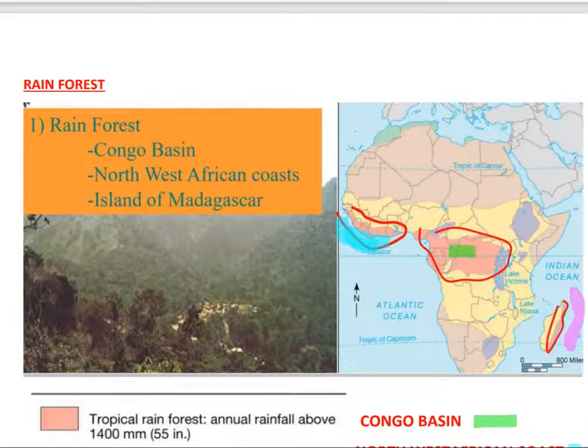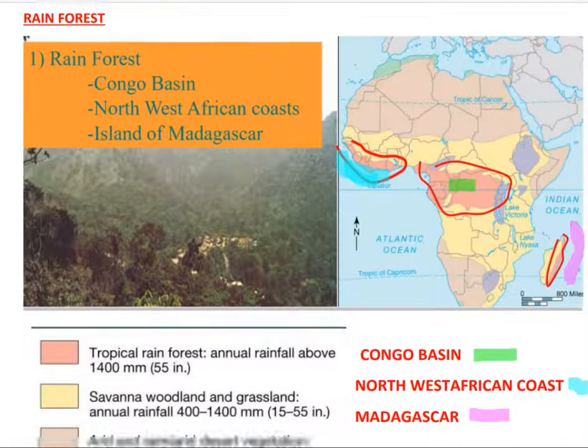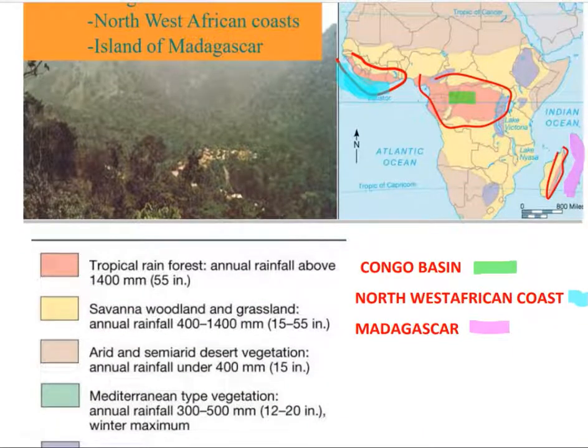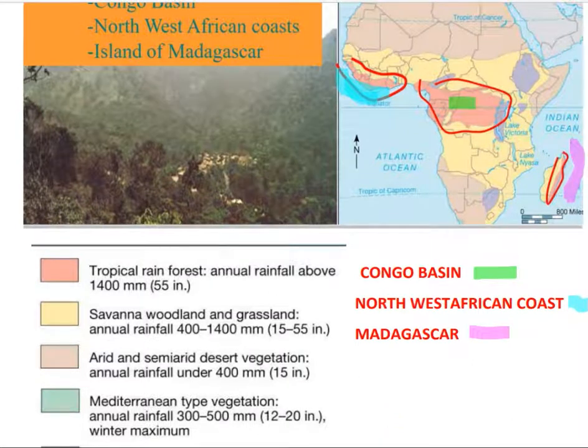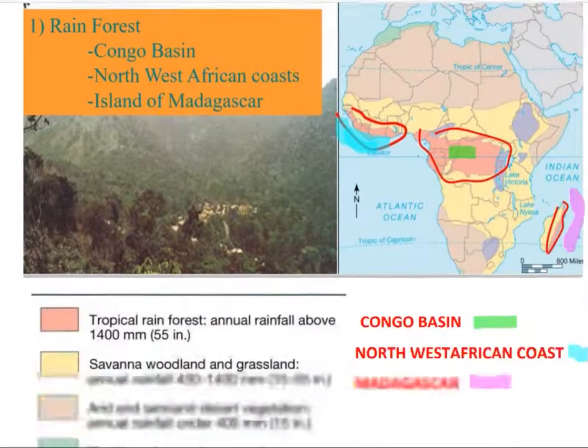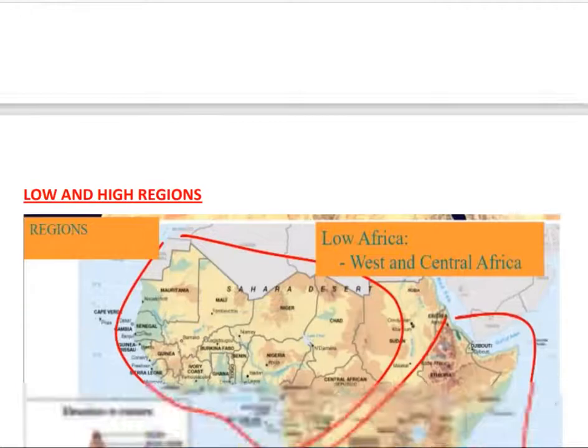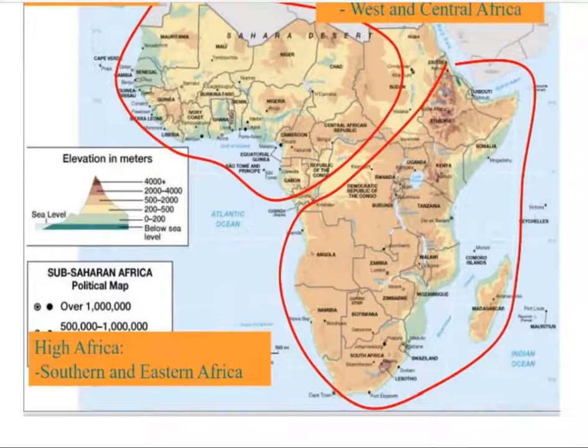Then you have the rainforests, and these are the 3 major rainforests. Congo Basin, Northwest African, and Madagascar. Here's the Northwest African. See the blue? Here's the Congo Basin, and then here's the Madagascar. Those are the 3 specific rainforests. Then we go down to the lowlands and the highlands.